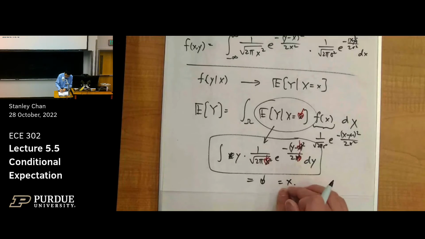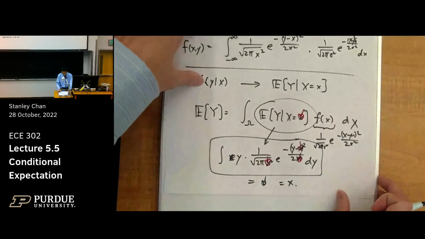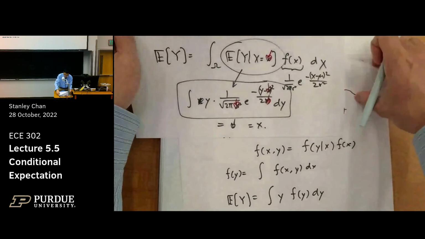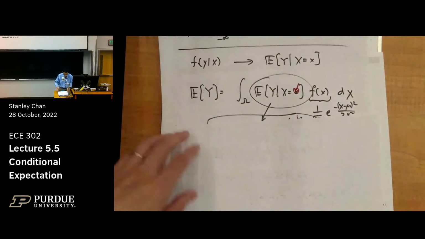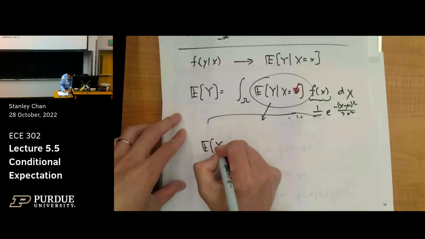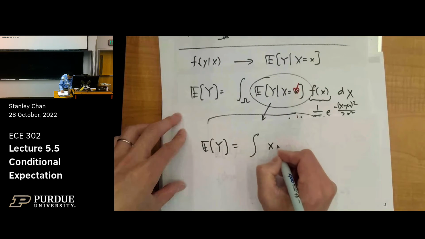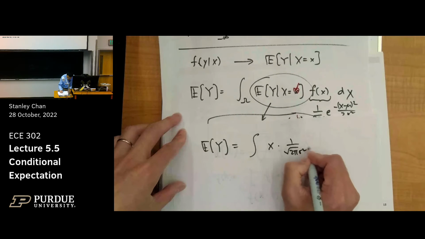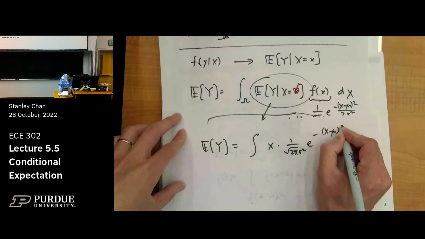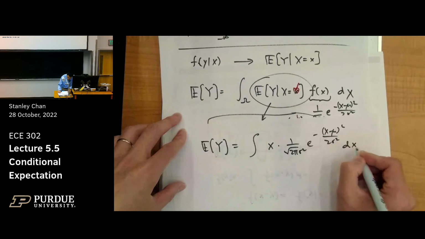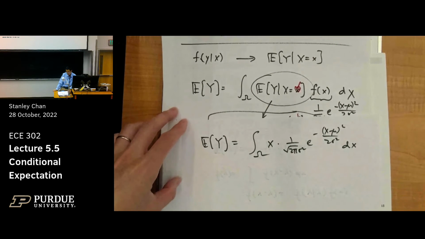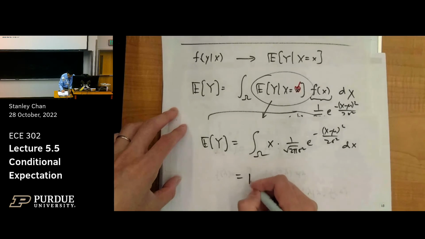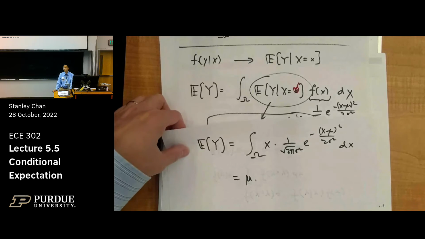And since this is x, and what would be the thing here? This is just the integration of x times the Gaussian. So the expected value of y will be the integration of x times your Gaussian, 1 over square root of 2 pi sigma square, e to the minus (x minus mu) square divided by 2 sigma square, dx over the entire sample space. And this is mu. Okay, problem solved.